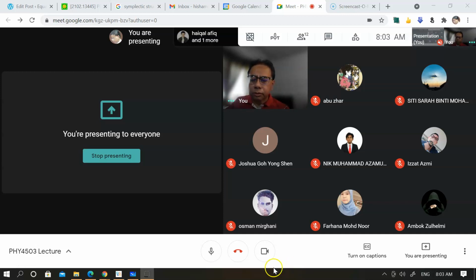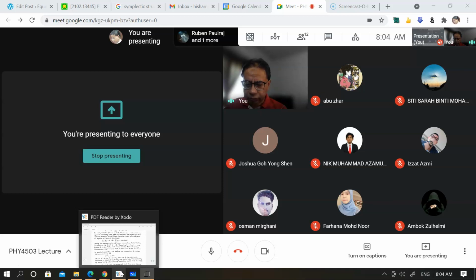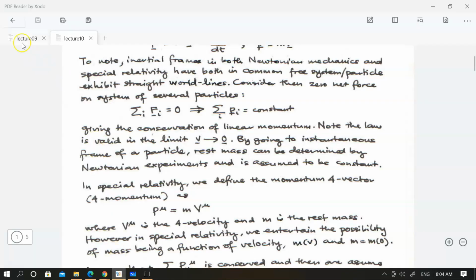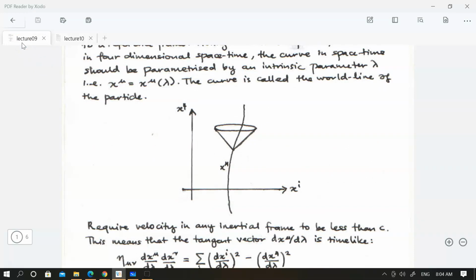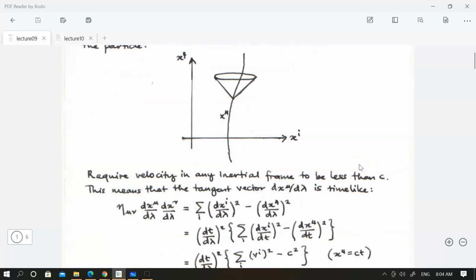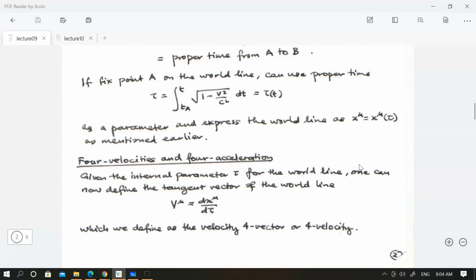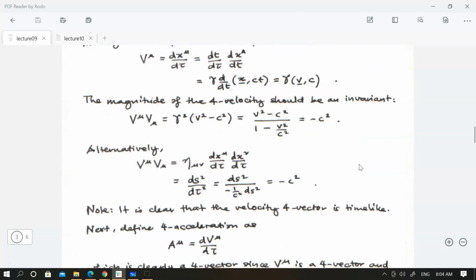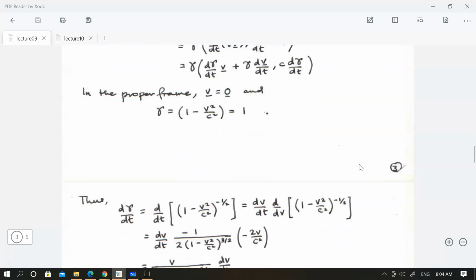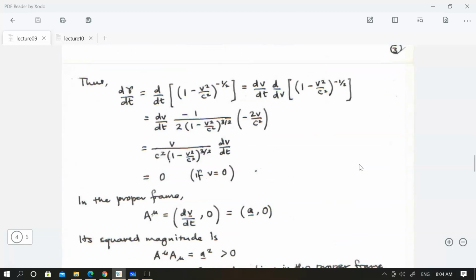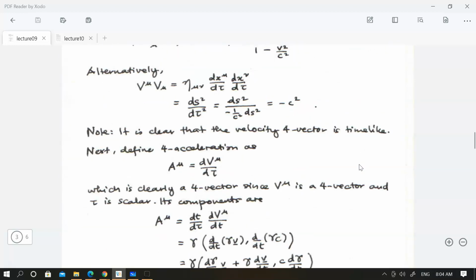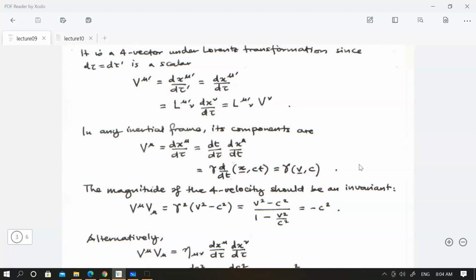Right. So today we'll continue with what we have lectured before, still from lecture 9. So I believe we have gone through the idea of proper time and four velocities and 4 acceleration. And essentially we have defined what is 4 velocity before this.